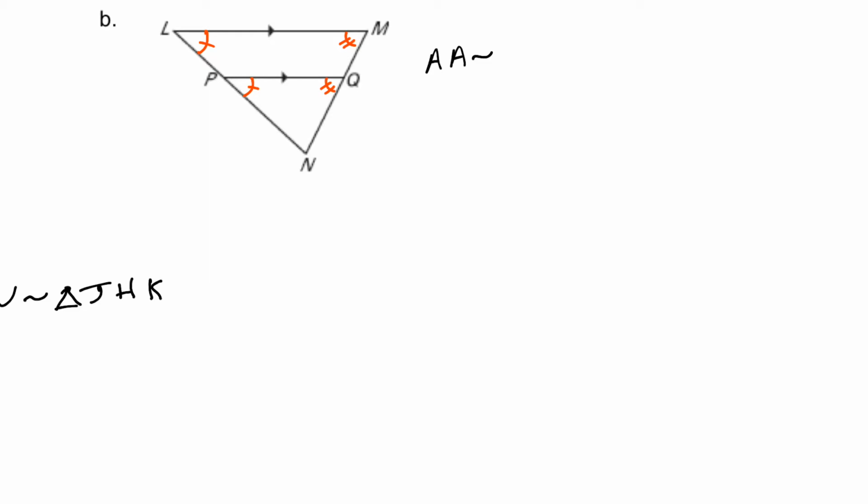And then we have to write a similarity statement. So let's make sure we match up the letters in the correct order. This time, let's start out with a large triangle. So we're going to say triangle LMN is similar to triangle, well, I think you can see by the way I marked the angles, we have angle L corresponds with angle P. And then we have angle M corresponding with angle Q in the small triangle. So we are going to write triangle PQN.